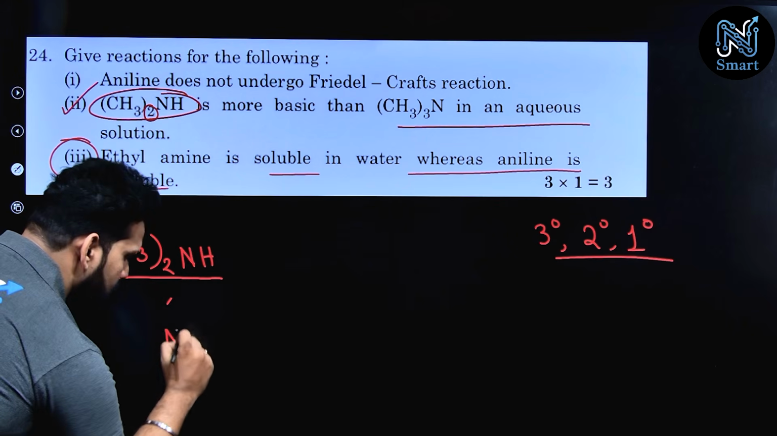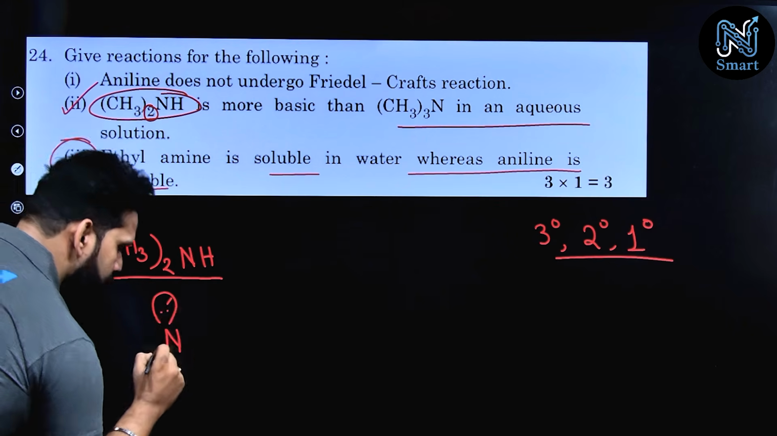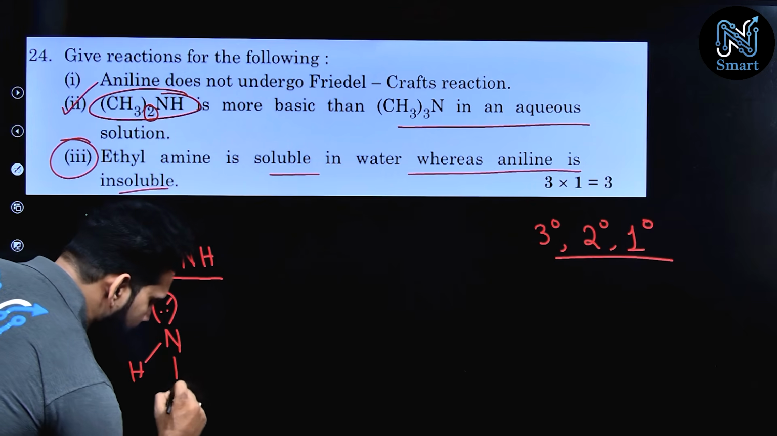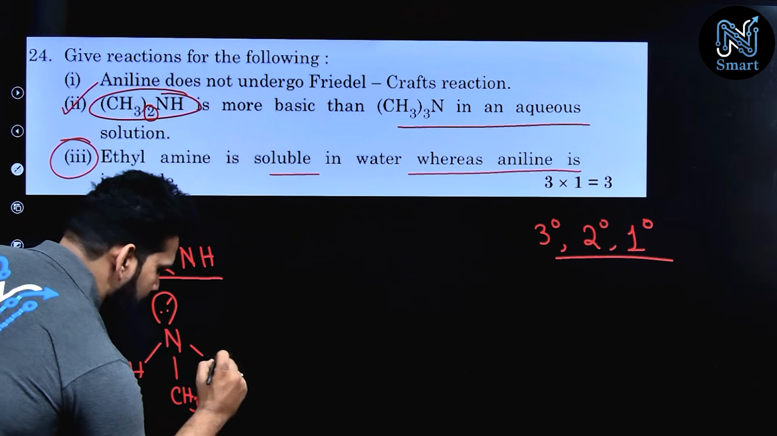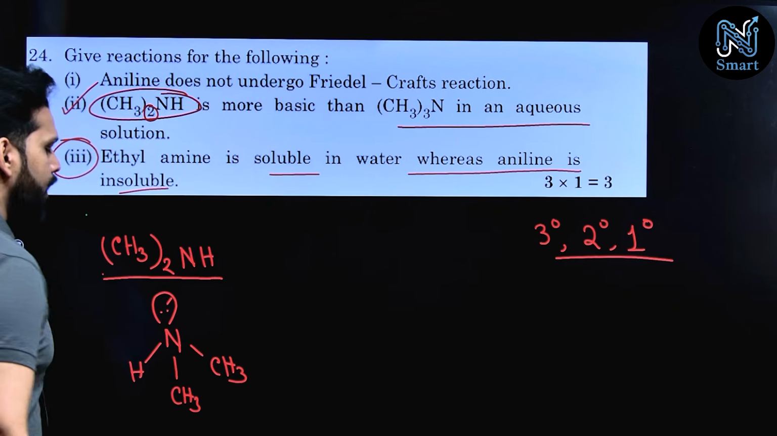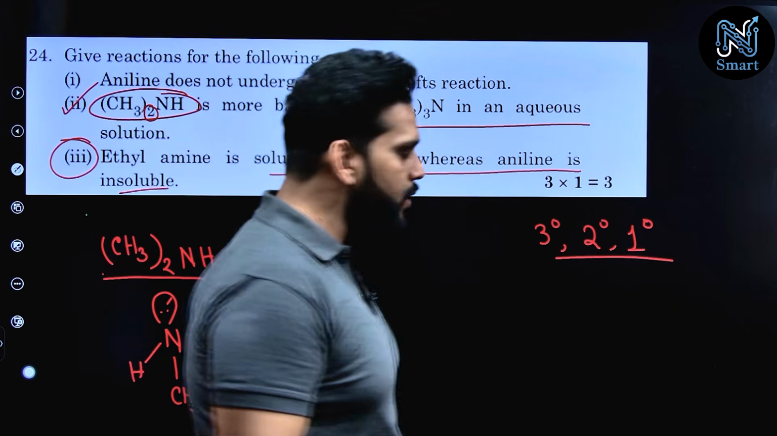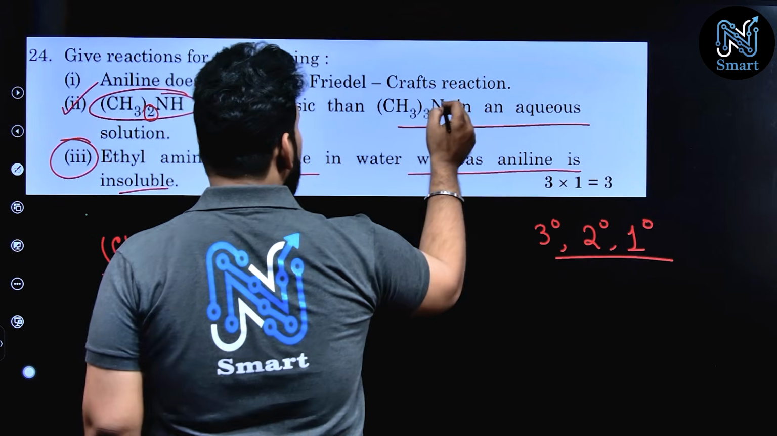That means the molecule is N. There is a lone pair always present in nitrogen. Then hydrogen. Then a CH3. Then another CH3. That is (CH3)2NH. Correct? Right, everyone? And the other molecule they have given is (CH3)3N.